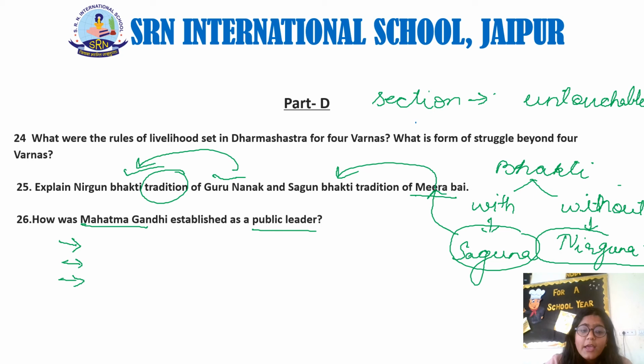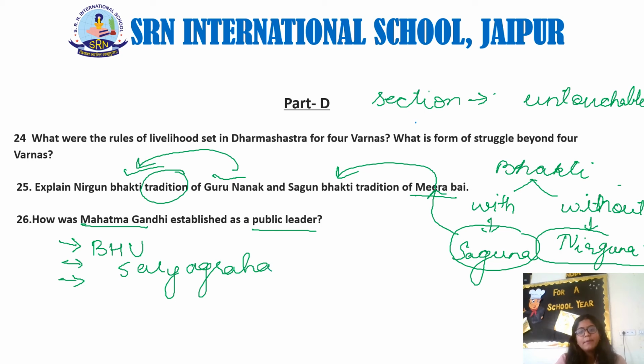in the starting, in BHU, Banaras Hindu University, he started with a lecture. After that, he did satyagrahas in Ahmedabad, Kheda and Champaran. After that he went to the non-cooperation movement, CDM, civil disobedience movement, Quit India movement. All these movements were there in India.